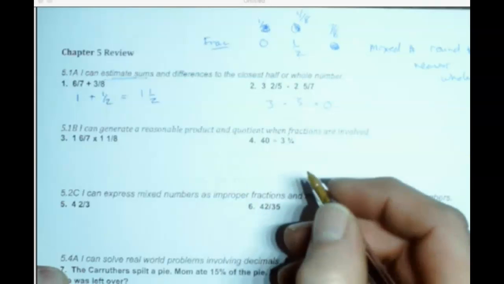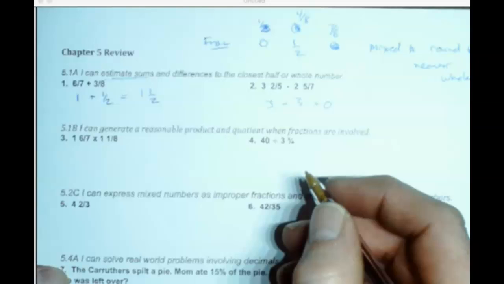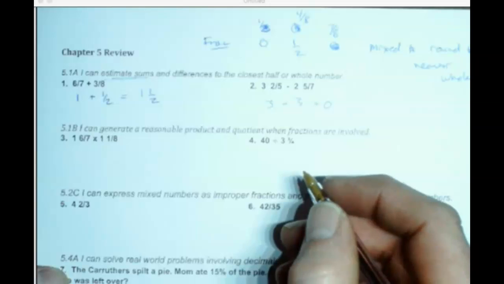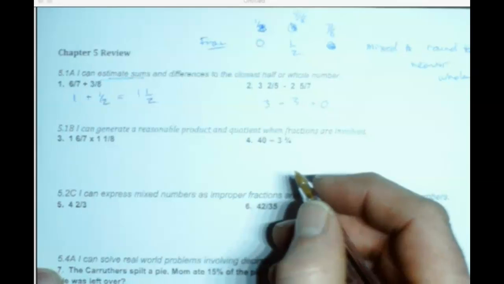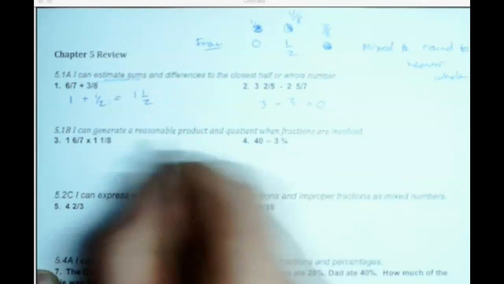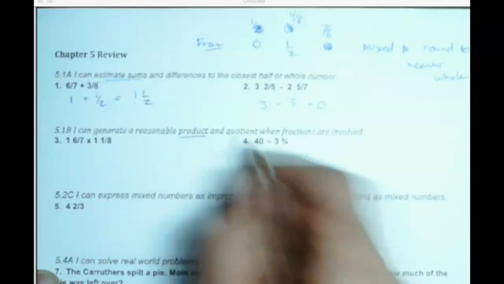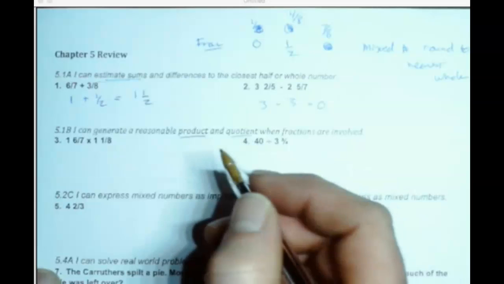Okay, so the rule for fractions: round it to the closest 0, the closest half, or the closest whole. Mixed numbers, round them to the nearest whole. All right, we're going to use those same things to generate a reasonable product or a quotient. In other words, we've got multiplication and division problems we're going to do.